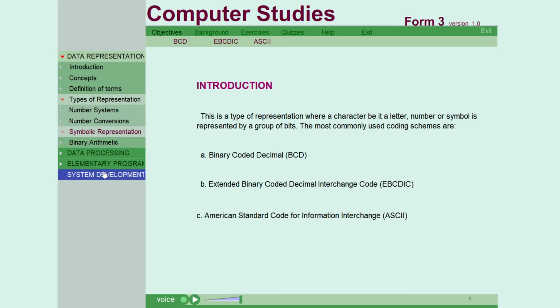Introduction. This is a type of representation where a character, be it a letter, number or symbol, is represented by a group of bits. The most commonly used coding schemes are binary coded decimal, BCD, extended binary coded decimal interchange code, EBCDIC, and American Standard Code for Information Interchange, ASCII.